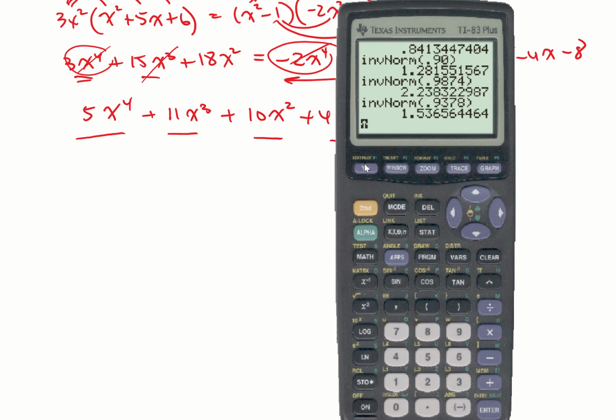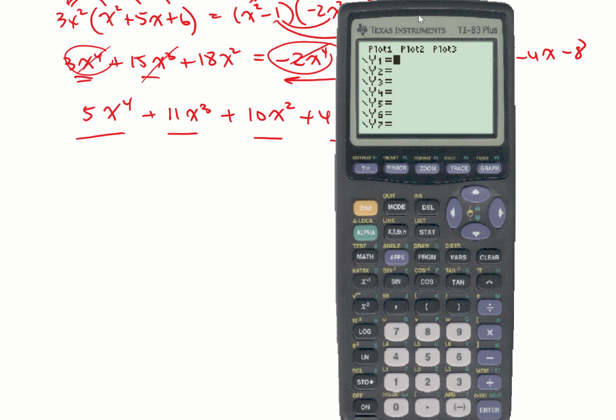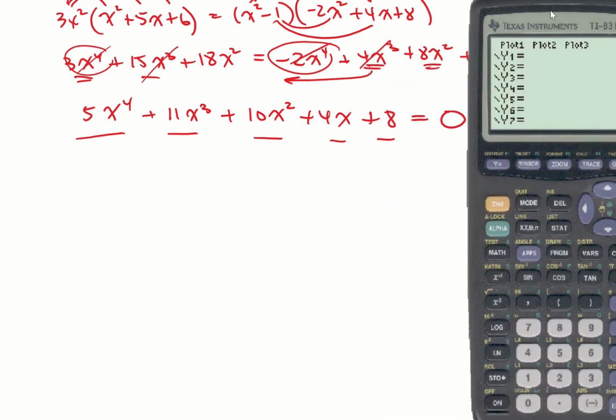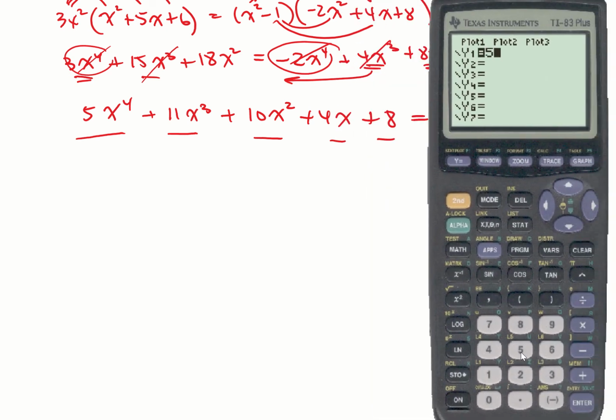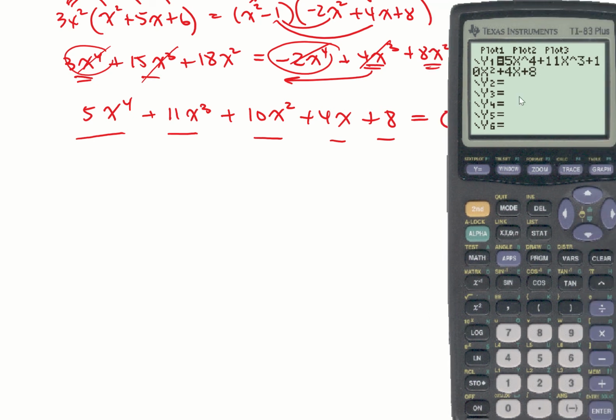Okay, so right now I'm going to show you how this looks. Now you're not actually required to know how to use a graphing calculator, but I'm just going to do it anyways. So I'm going to type this equation in and I'll show you how it looks. So you have 5 times x to the power of 4 plus 11 times x to the power of 3 plus 10x squared plus 4x plus 8. So here's an equation that actually graphs this whole equation.